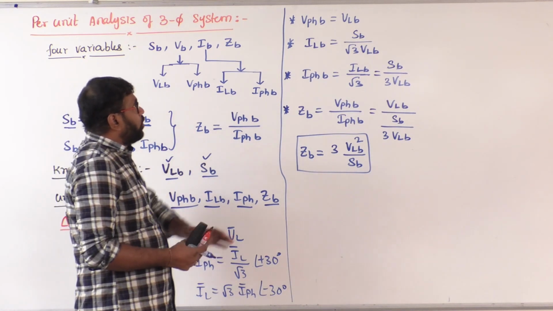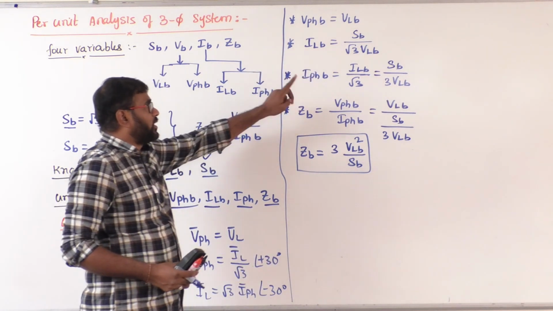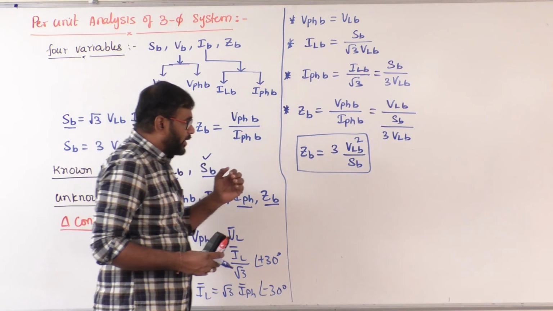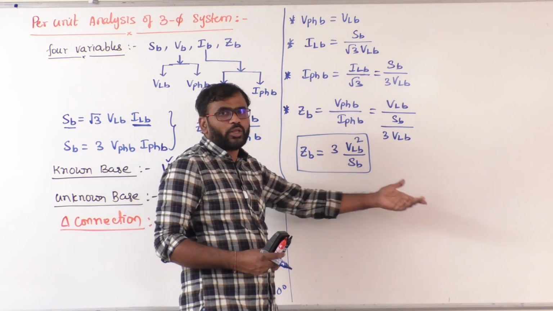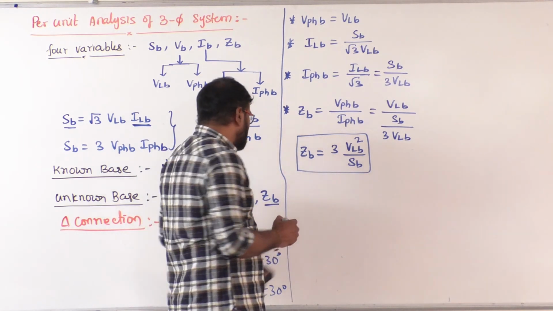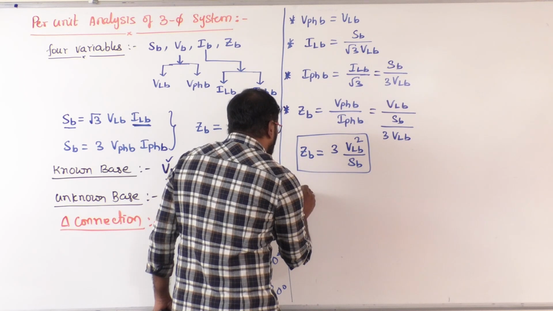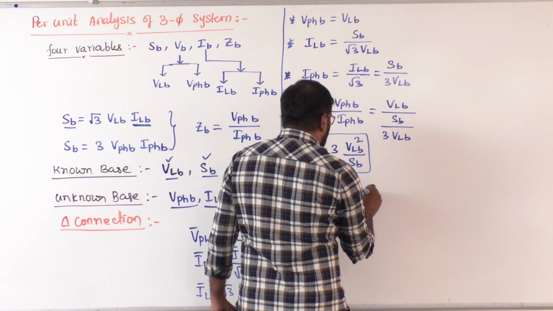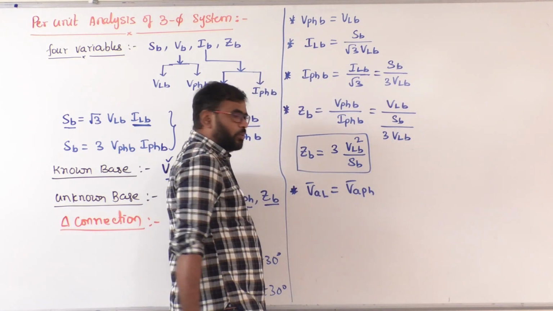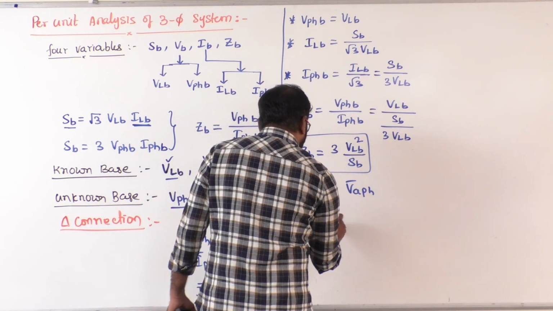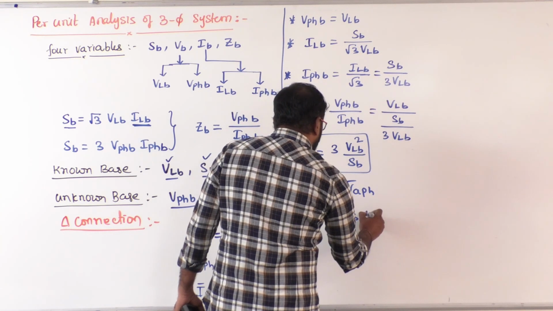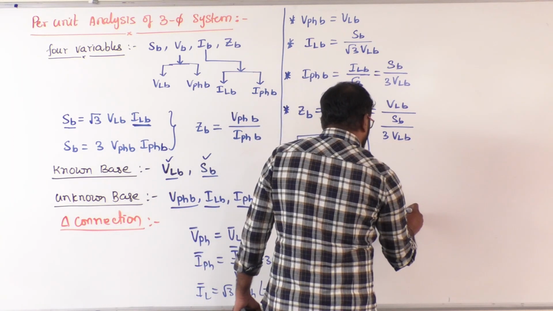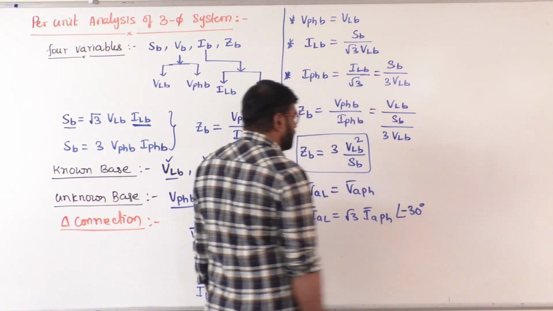So we defined what is V phase base, what is I line base, what is I phase base, and what is Z base. Now we will see the per unit line voltage relation with per unit phase voltage for delta connection. The actual line voltage is equal to the actual phase voltage. But what about the actual line current? It is equal to root 3 times the actual phase current at an angle minus 30 degrees.